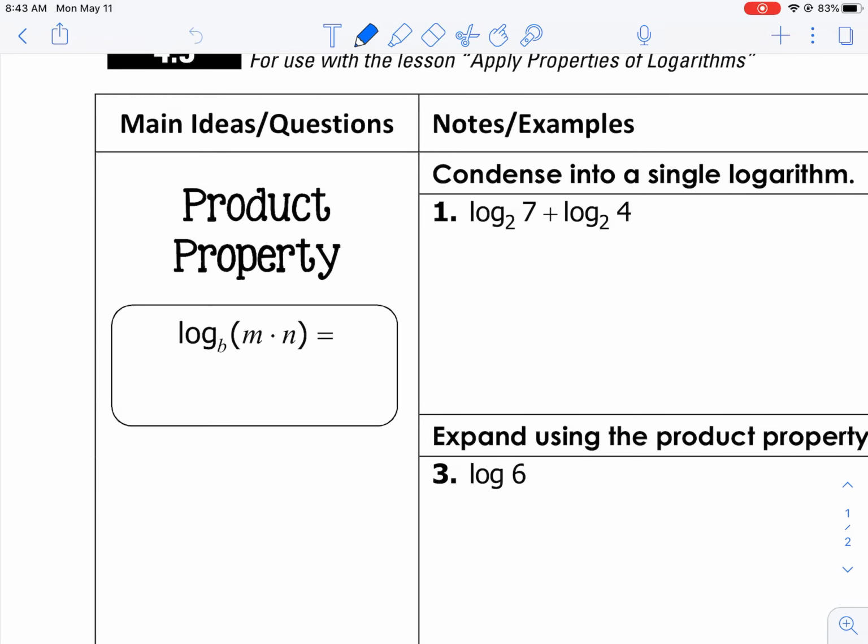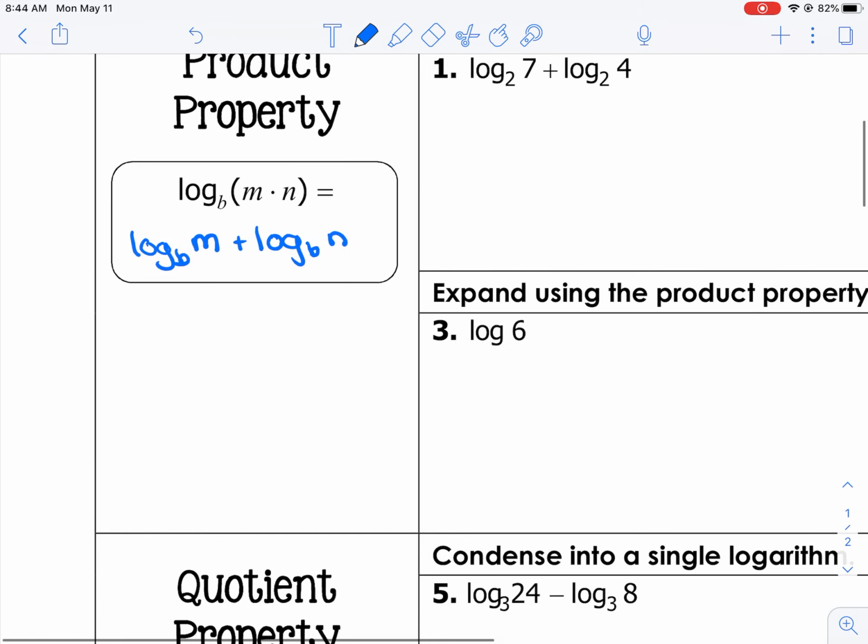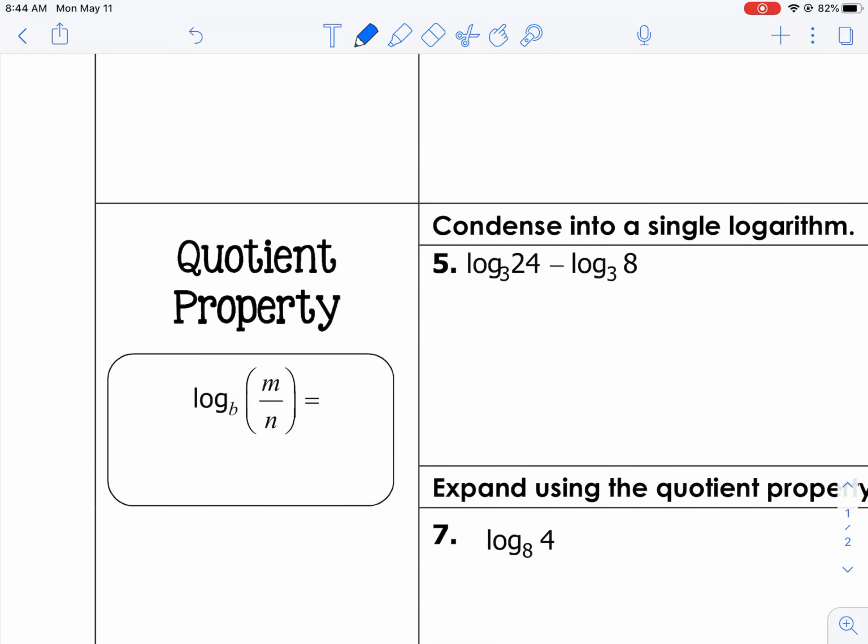So let's remember the product property: when you have two things multiplied inside your logarithm, you can split it. You can expand it as log base b of m plus log base b of n. When you expand, make sure you have two logs. It's not log base b of m plus n. That's something different. So that was our product property.